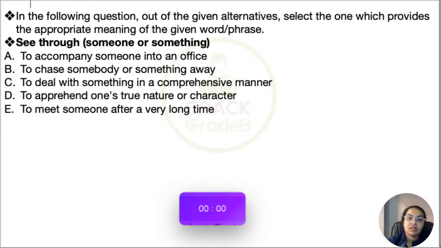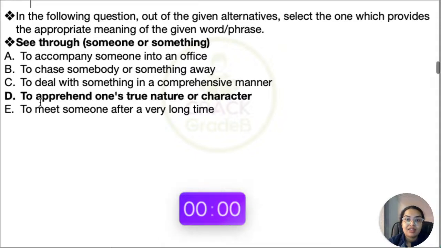This was a direct question where there is not even a sentence to help you figure it out. Answer is to apprehend one's true nature or character. It means you see through the person and know the reality. Seeing through something. So if you are able to see through something, it means the reality of the situation, the actual nature of the situation is what you know. Okay.